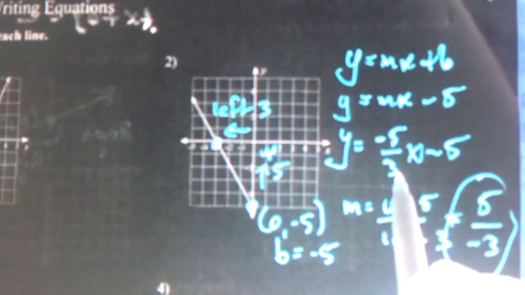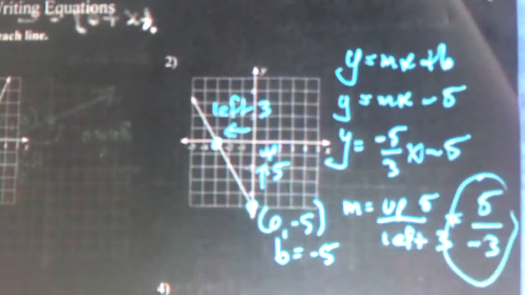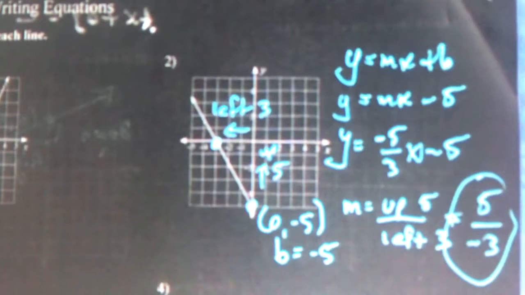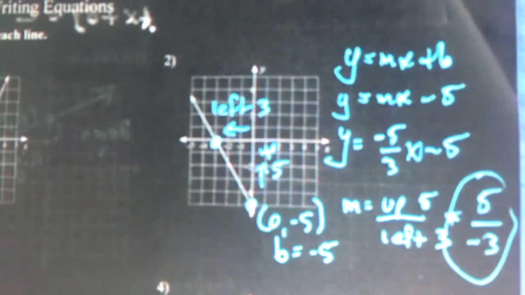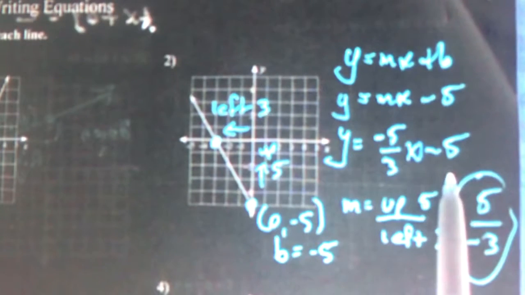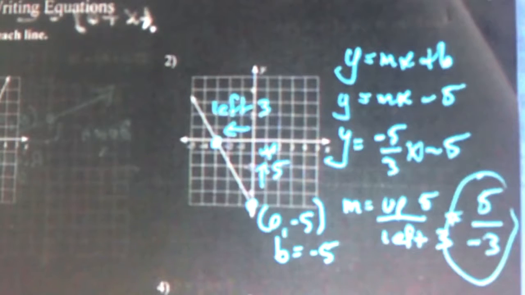Remember, the number before the x is the slope. The number after the x is the y-intercept. Slope comes before, y-intercept comes after. And if you remember that the slope is a fraction and the y-intercept is a point, you'll be doing this with a good deal of cheer and laughter.